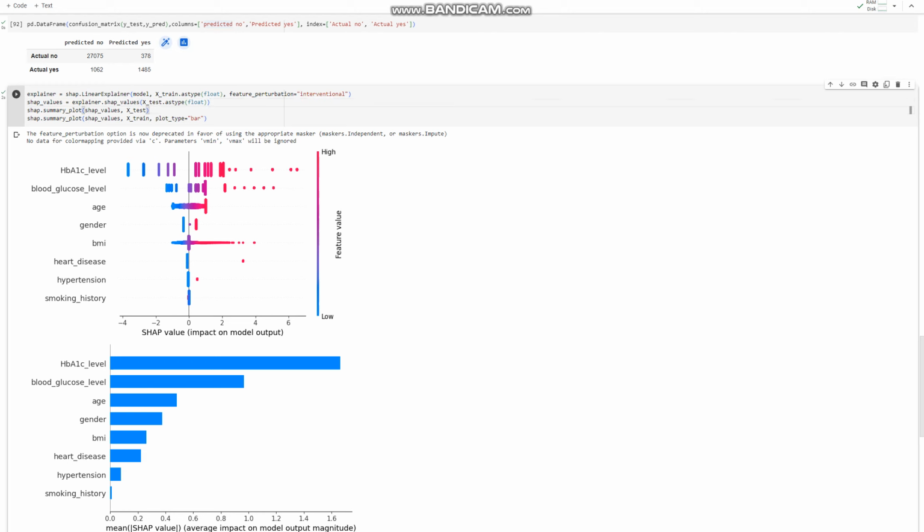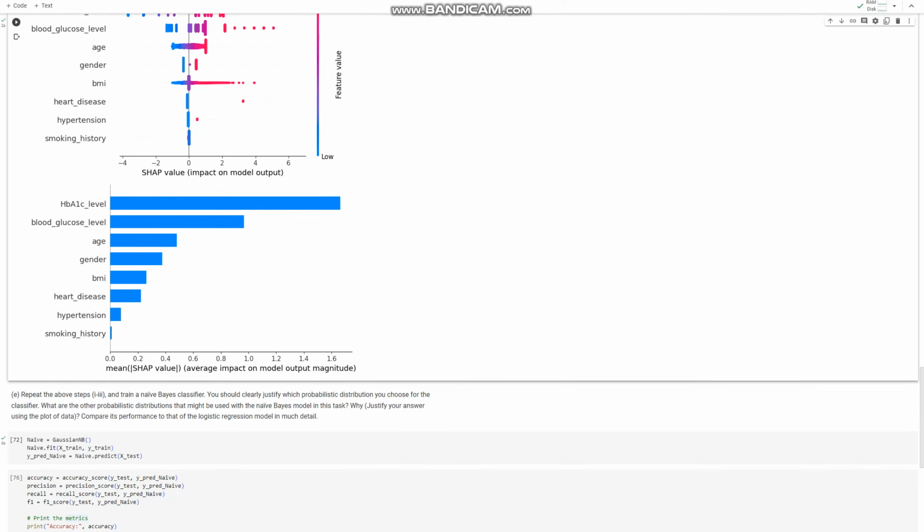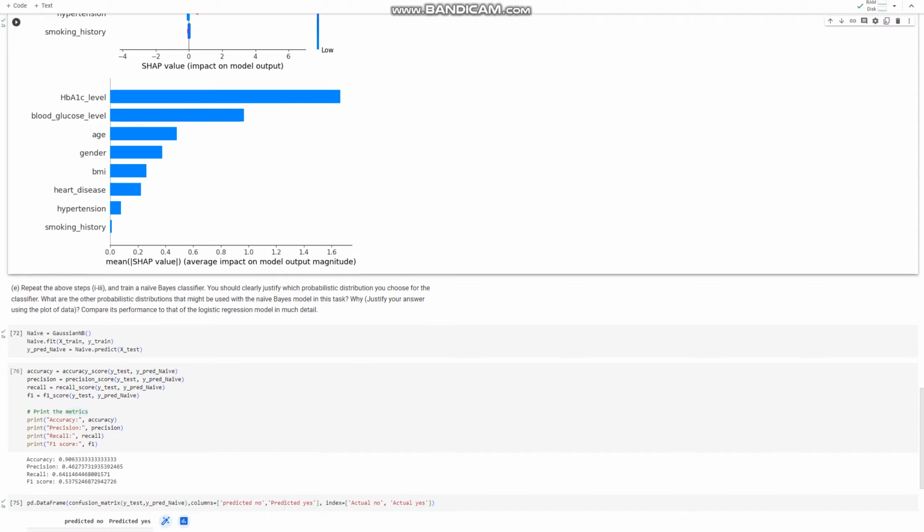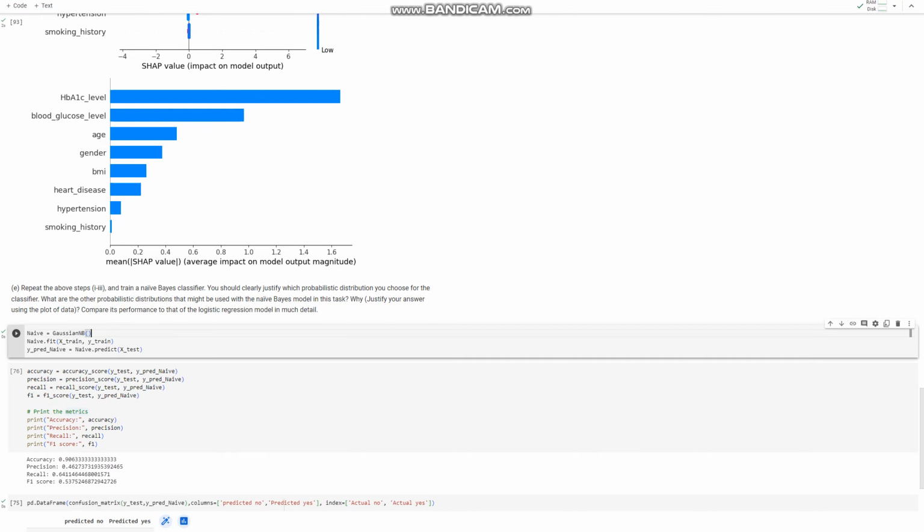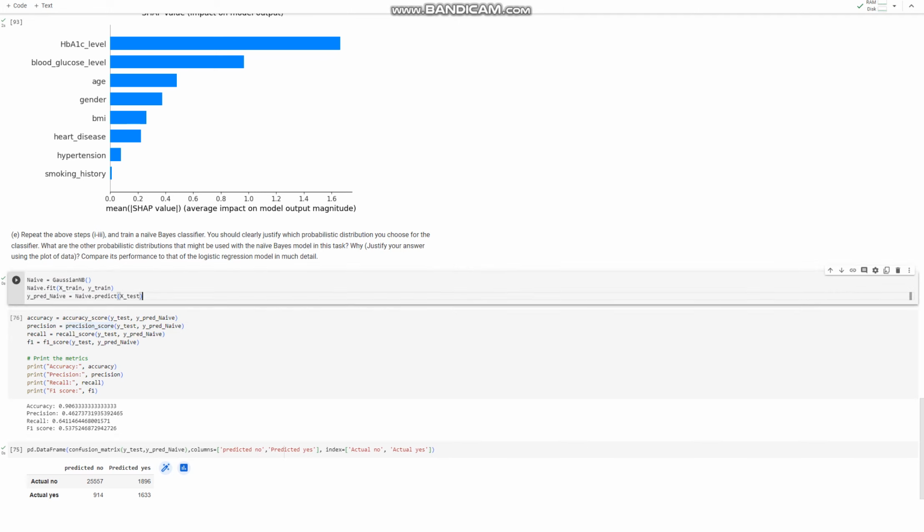something that everyone knows. It is the blood sugar of a patient over a 3-month span. So this is a really good indicator to see how they've managed their blood glucose levels. Second is immediate blood glucose levels, which is understandable. And third, age. Fourth, gender. So very predictable here.